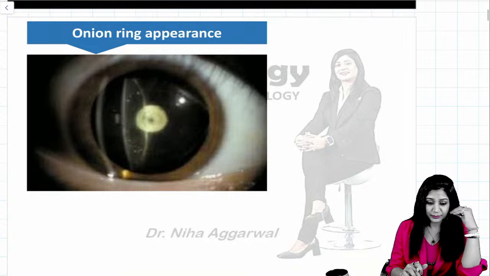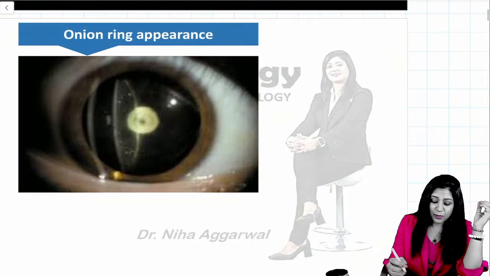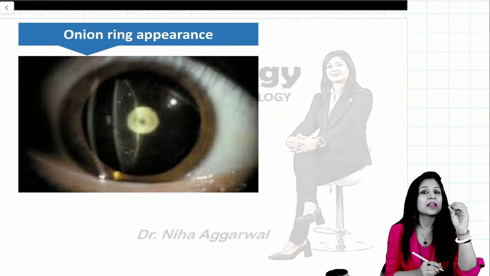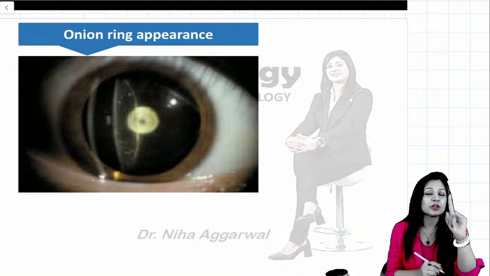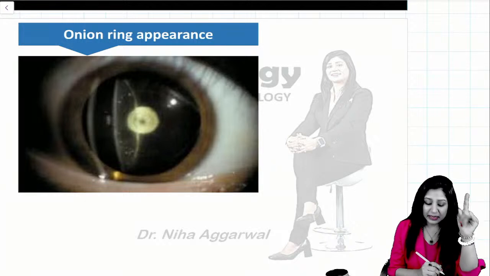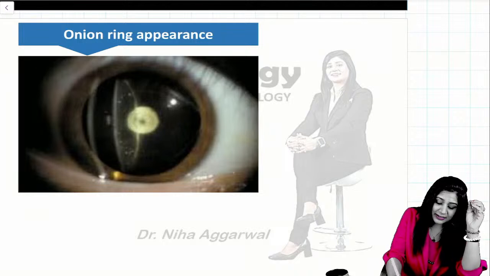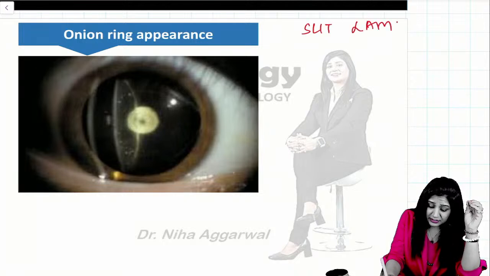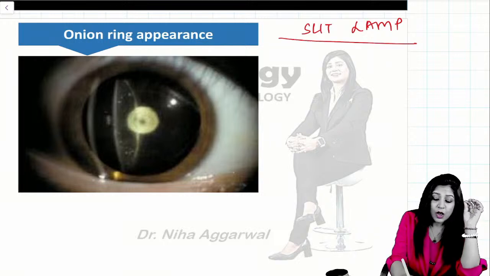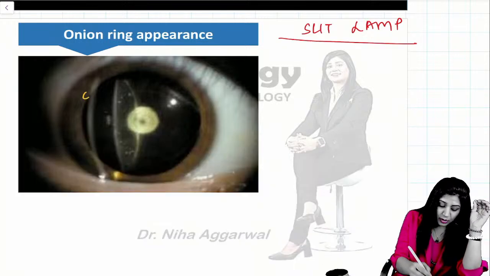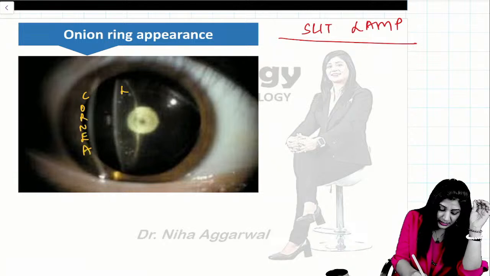So the first important thing is the onion peel appearance. Can you tell me, guys, where do you get this onion peel appearance? This is actually a slit lamp picture. So whenever we have this kind of slit lamp picture, always remember that the convexity is the cornea, and you are going to get the biconvex lens, something like this.